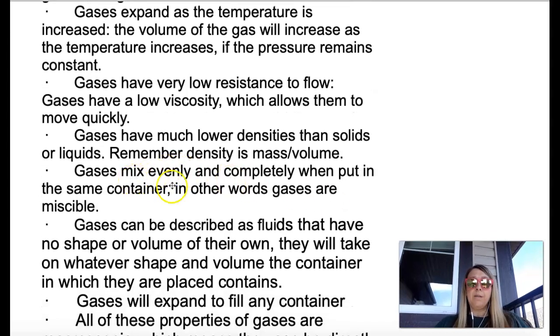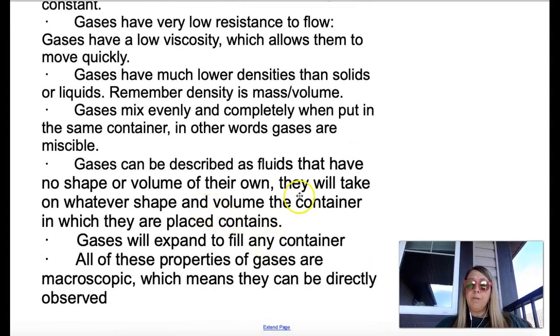Next property is that gases mix evenly and completely when put in the same container. So they are all miscible. This is different than liquids, right? I always talk about salad dressing as that classic example because you always have that water and oil separation in any type of vinaigrette salad dressing. And even if you shake really hard, there's still going to be that separation. But what you find with gases is it doesn't matter if one is polar and one isn't, right? For liquids that mattered. But when it comes to gases, it doesn't matter what kind of intermolecular forces they have, they're all going to mix evenly.